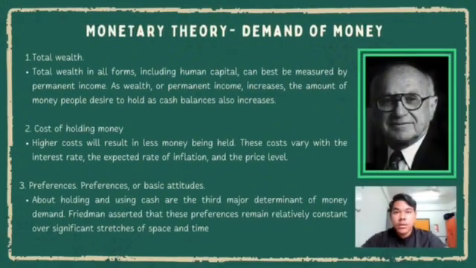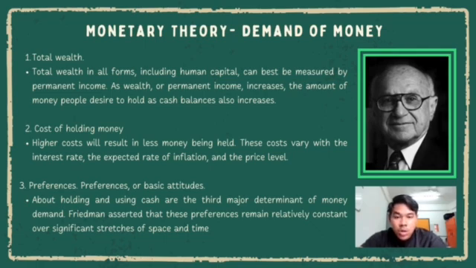In the money demand theory, we have three key points. Firstly is total wealth. Total wealth in all forms, including human capital, can best be measured by permanent income. As permanent income increases, the amount of money people desire to hold as cash balances also increases.